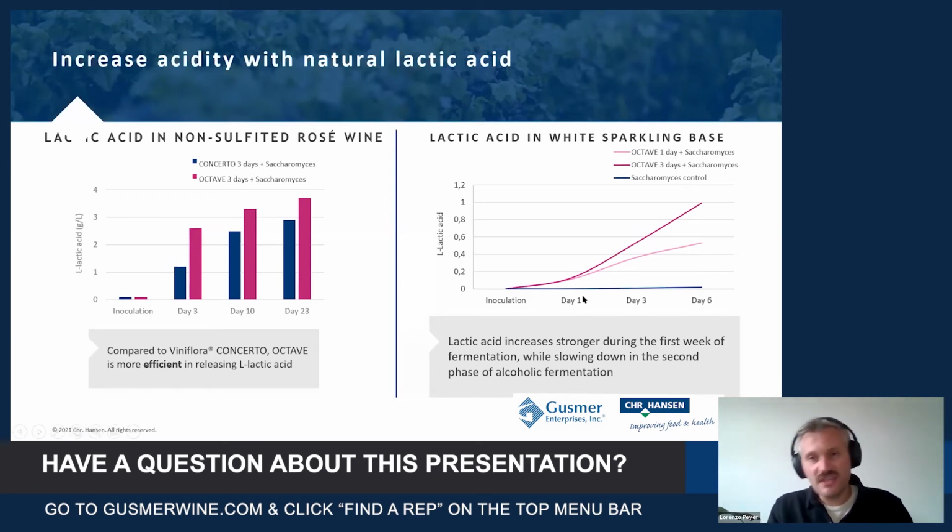Clearly, through choosing an application protocol together with the Saccharomyces, you can decide how much lactic acid you want in your final wine. It's not always such a precise science, but if you leave more time for the Octave to stay there alone before you inoculate the Saccharomyces, you will also get more lactic acid in your final wine. You can see it here in this curve that the Octave has been left 3 days alone, and you see that lactic acid just ramps up. Whereas if you're applying it only for 1 day before you apply Saccharomyces, you see that the lactic acid starts to find a final value.